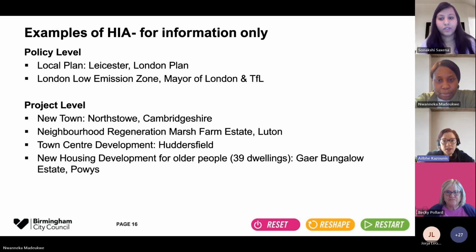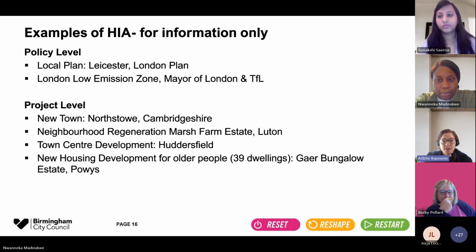So the first one is a HIA of a local plan. I'm guessing most of you will know what a local plan is, but just in case, a local plan is a key document through which local planning authorities can set out a vision and framework for the future development of an area. It's central to the planning system and is the main consideration in deciding planning applications.